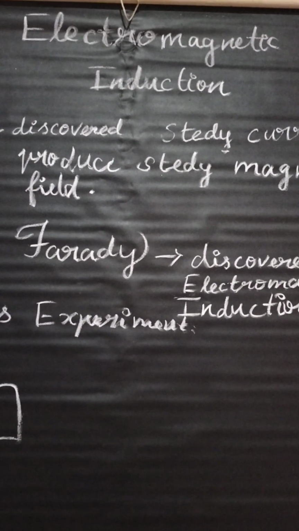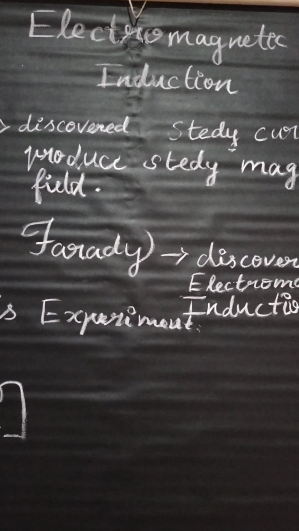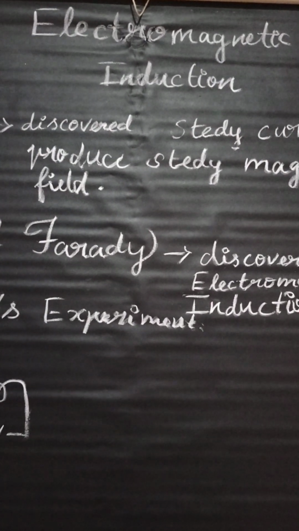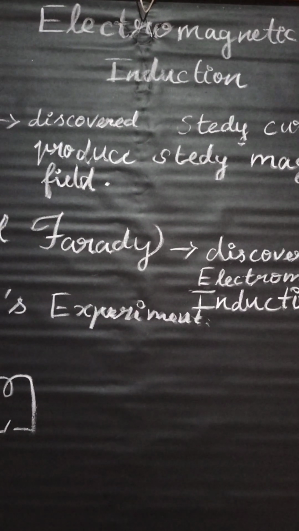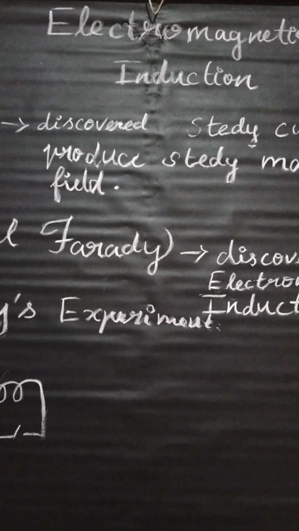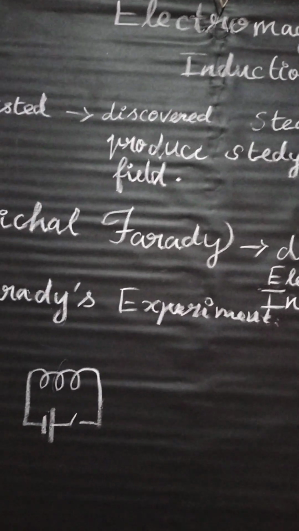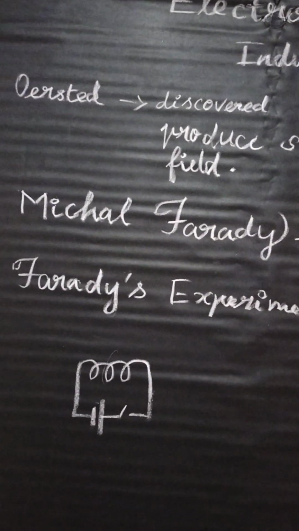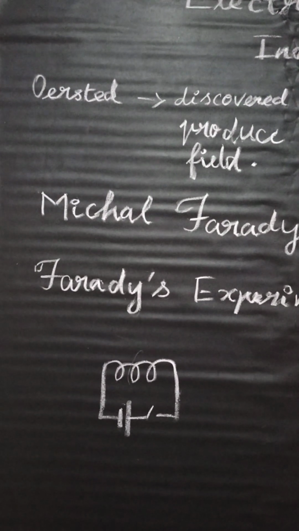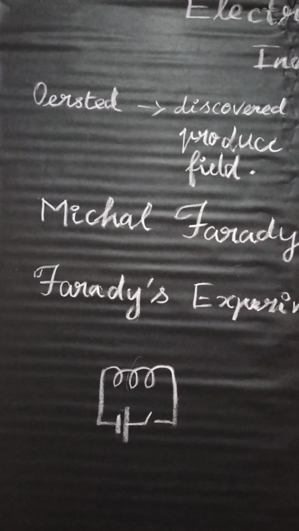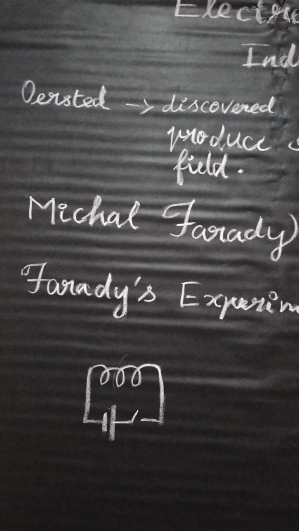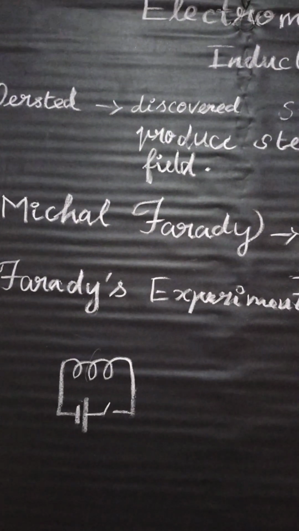Electromagnetic induction. We are going to see about the lesson electromagnetic induction. Electromagnetic induction was first discovered by Michael Faraday. We already know that Christian Oersted discovered that steady current produces a steady magnetic field in a circuit.